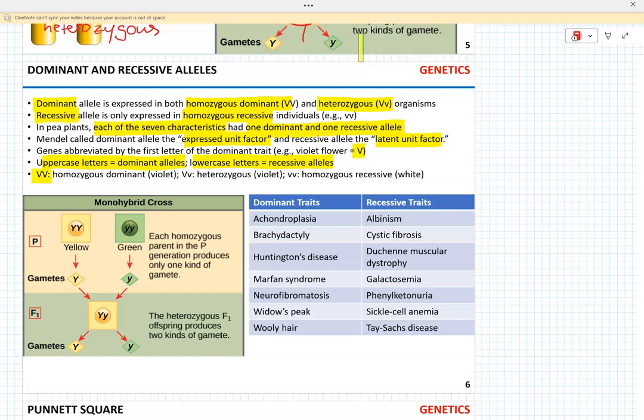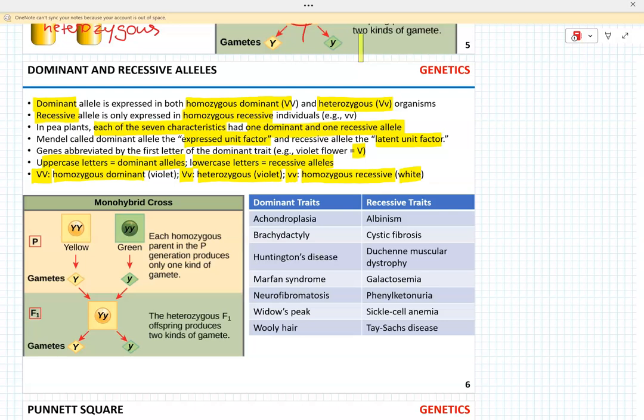So the combination of two uppercase V's denotes a homozygous dominant organism, which is violet. The combination of upper and lowercase v denotes a heterozygous organism, which is also violet. The combination of two lowercase v's refers to a homozygous recessive organism, which, in the case of color, means the flower is white.